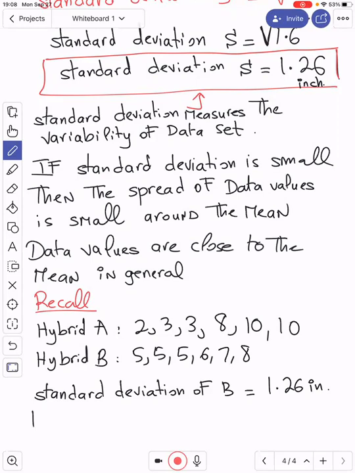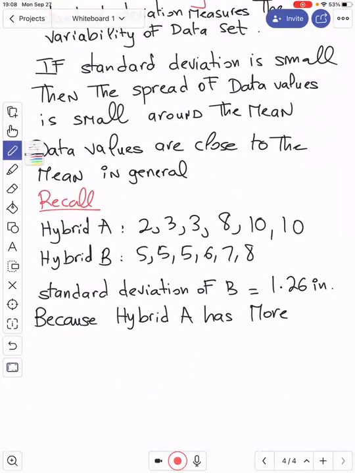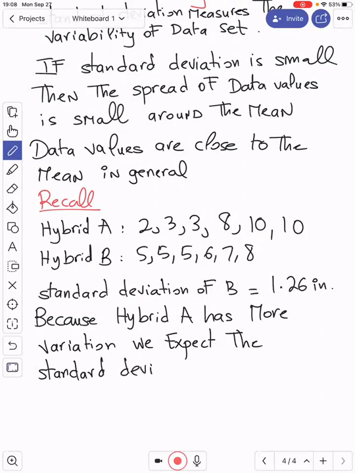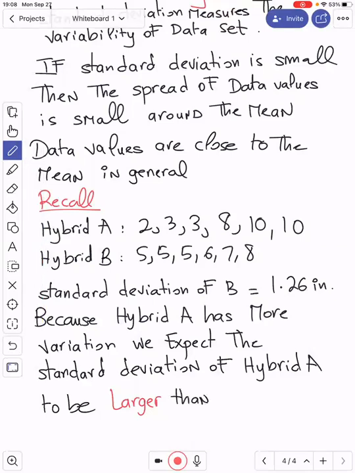Because hybrid A has more variation, we expect the standard deviation of hybrid A to be larger than the standard deviation of hybrid B.